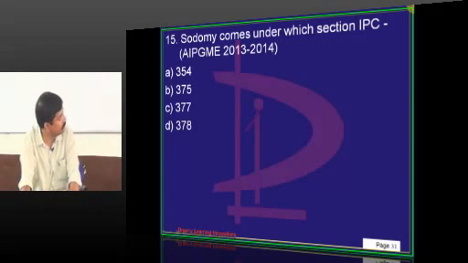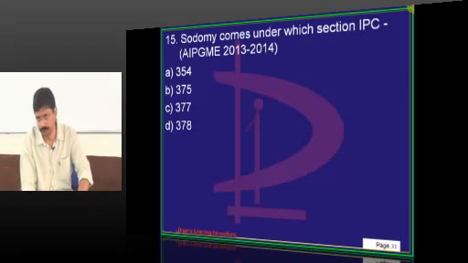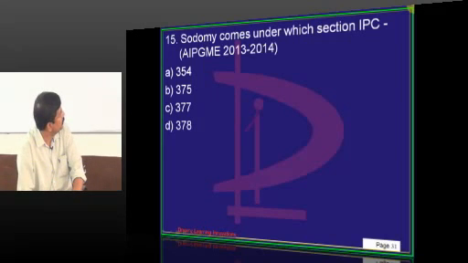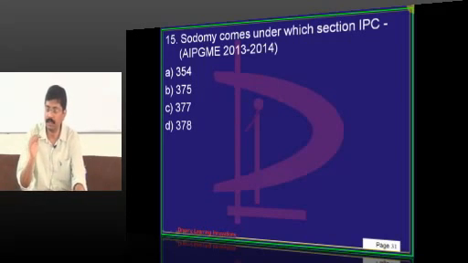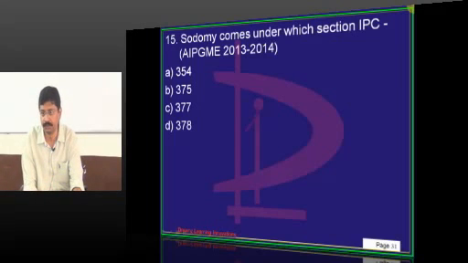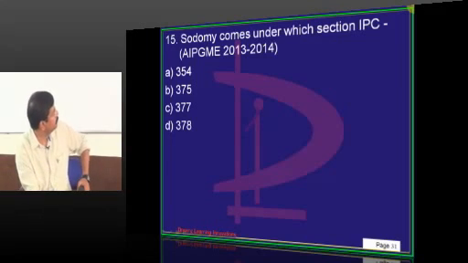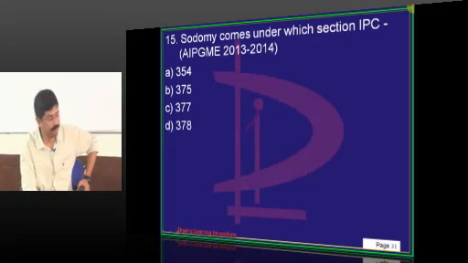Sodomy comes under which section of IPC? 375 is another very important section. 375 is the definition of rape. Punishment for rape is 376. And unnatural sexual offence comes under 377.